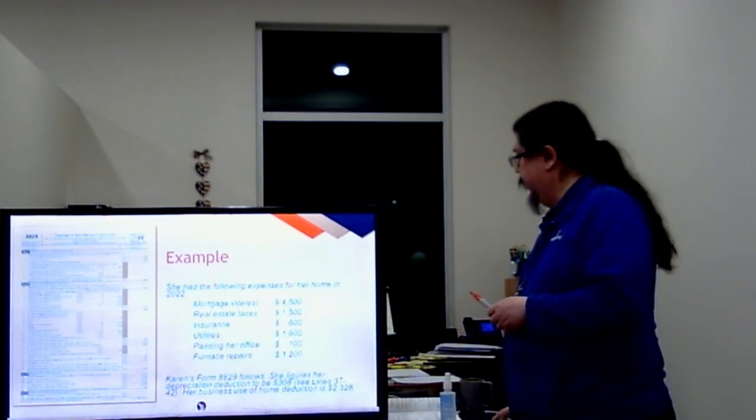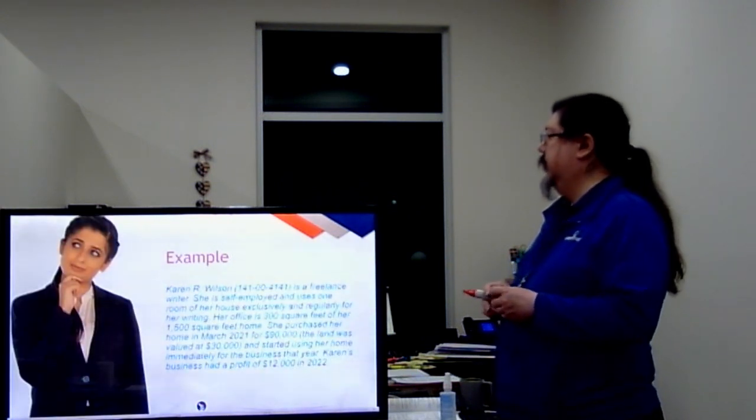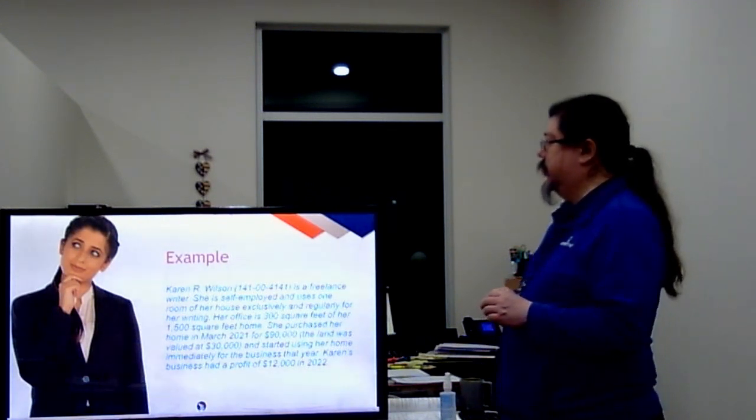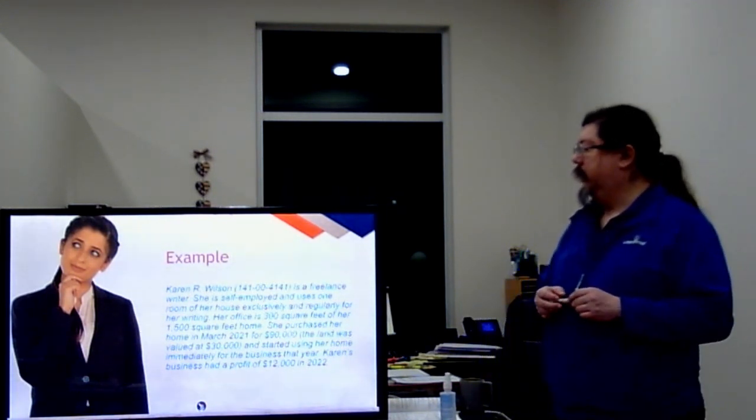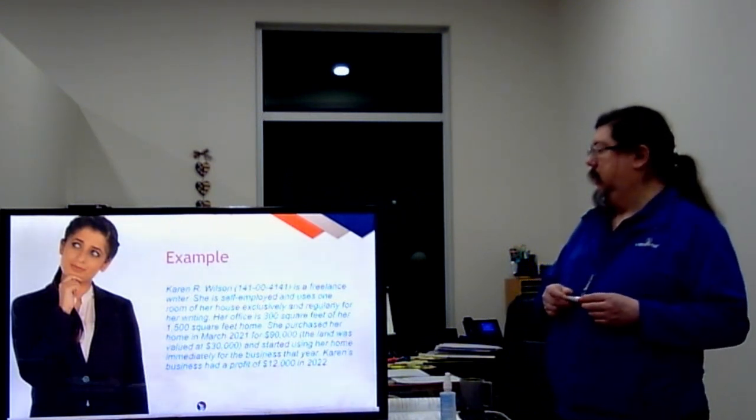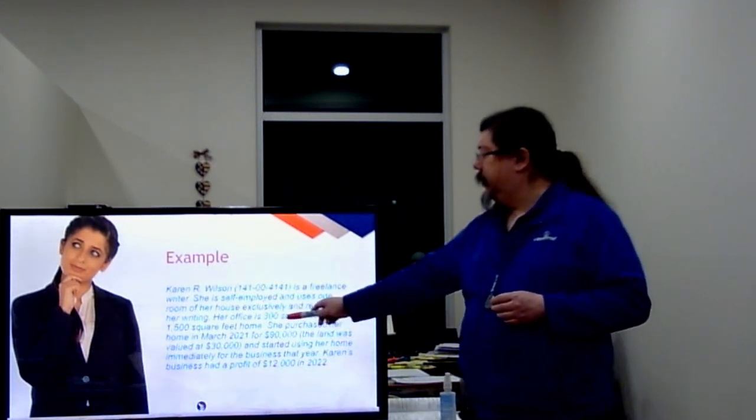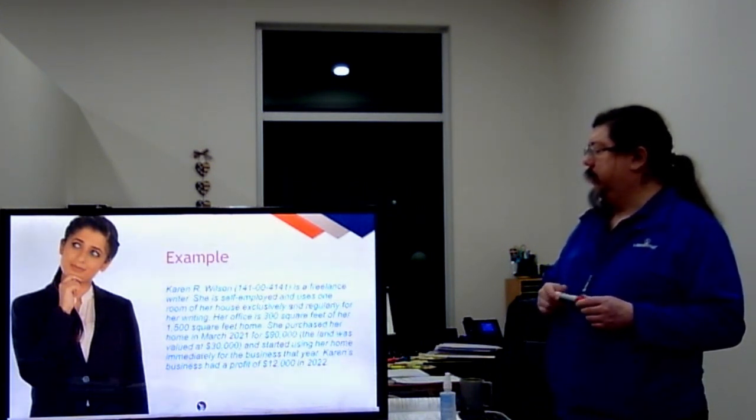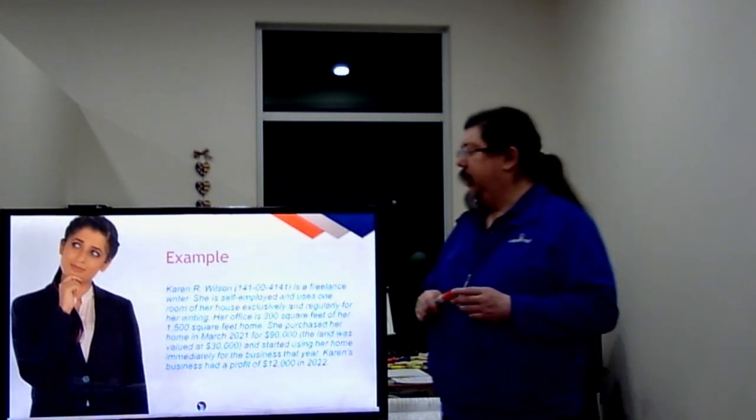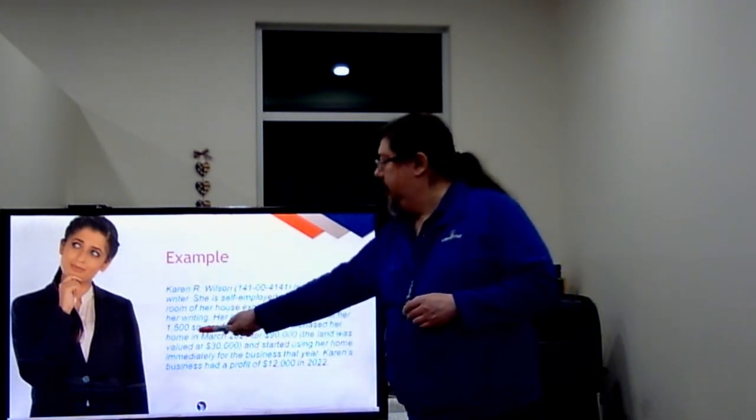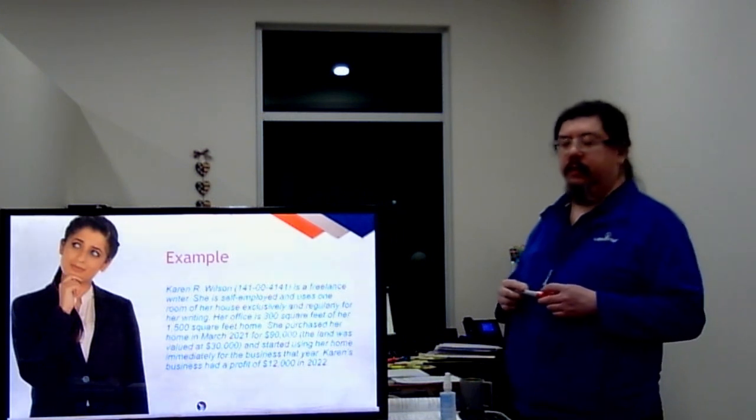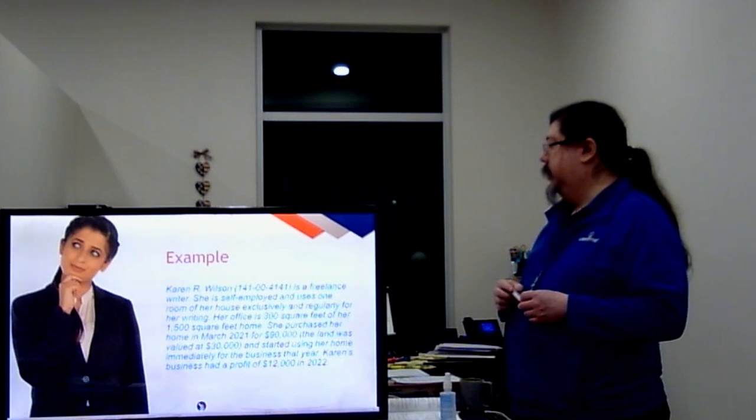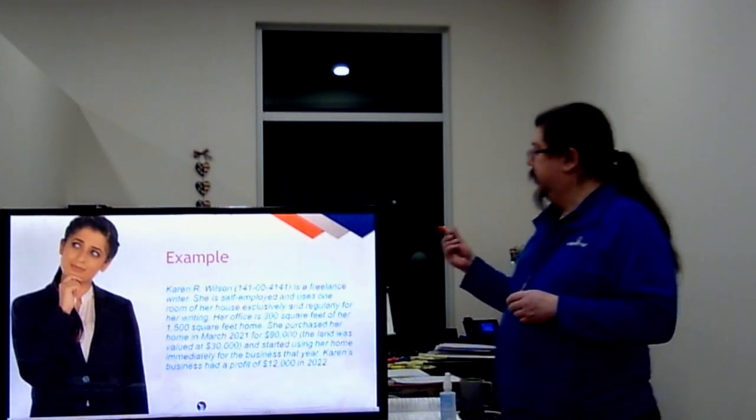So here's a good worked out example. Karen Wilson is a freelance writer, so she's self-employed. She uses one room of her house exclusively and regularly for writing. So she has 300 square feet for her business use of home, exclusive and regular use, and primary place of business. 1,500 square feet for the full home. 300 divided by 1,500 will come out to 20%. So let me jot that down, 20%.